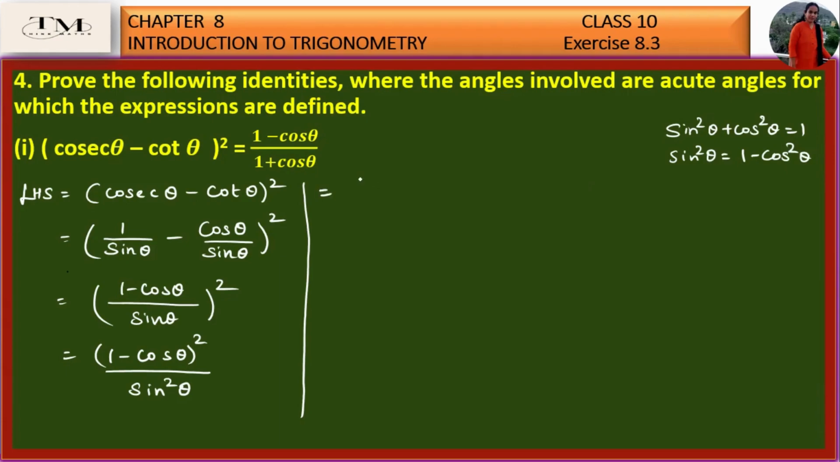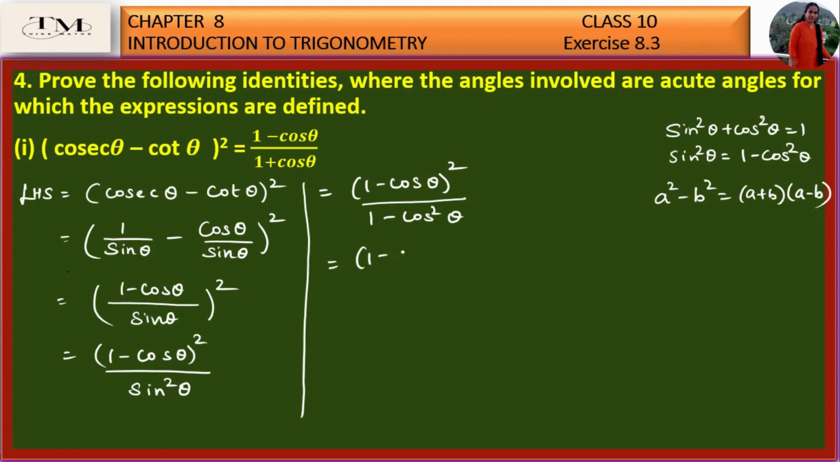Now what happens? Keep the numerator as such, 1 minus cos theta whole square. In the denominator, instead of sine square theta, we write 1 minus cos square theta, because in the right hand side we have the terms only in cos. So keep the numerator, which is only in cos, as such, and change sine square to 1 minus cos square. What is a square minus b square? It is a plus b into a minus b.